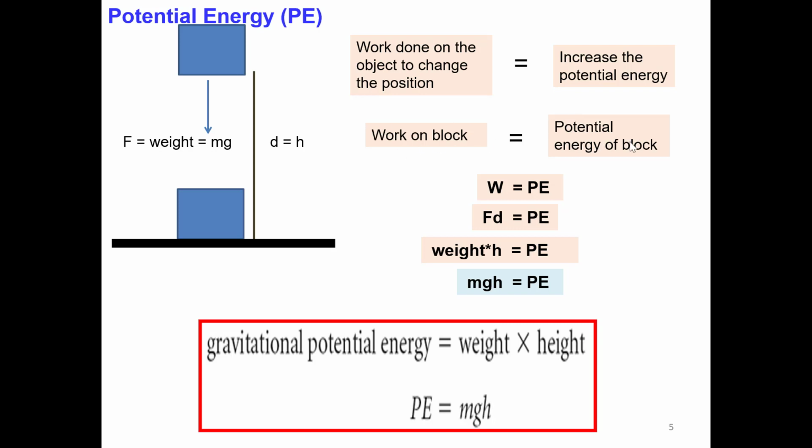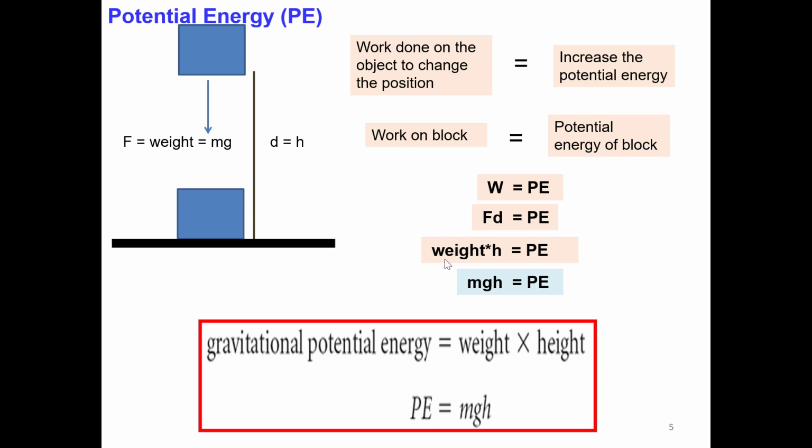And this is why we had this equation here. Let's now try to write this using symbols. The work on the block, we use W to represent the work, and for the potential energy, we use PE. Work is force multiplied by distance, equals the potential energy. What is the force? Remember, we work against gravity. This is why in this case force equals weight.